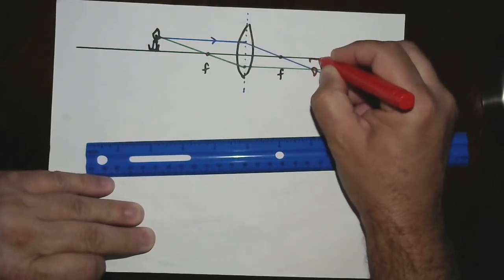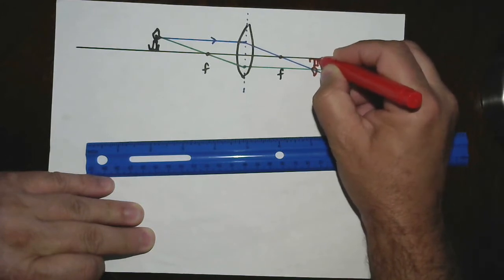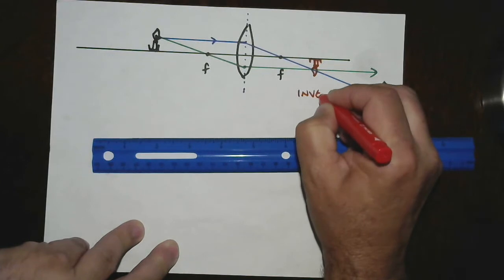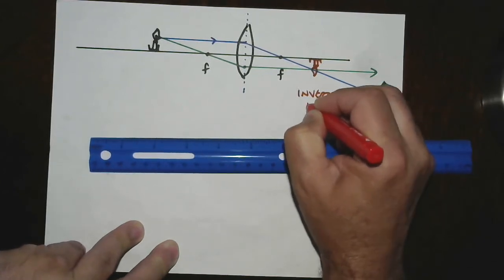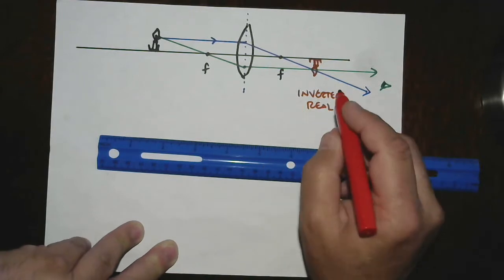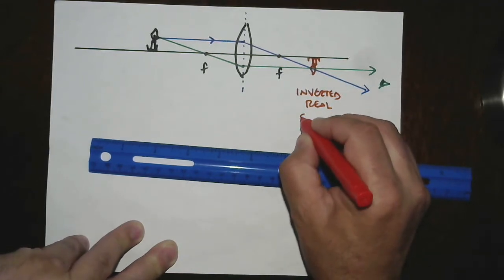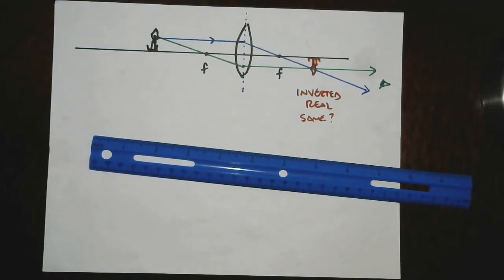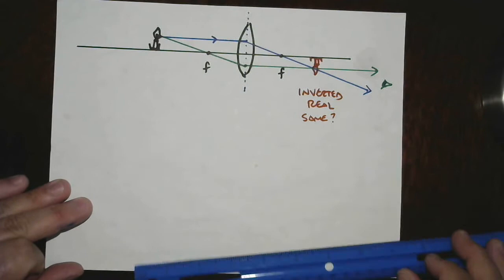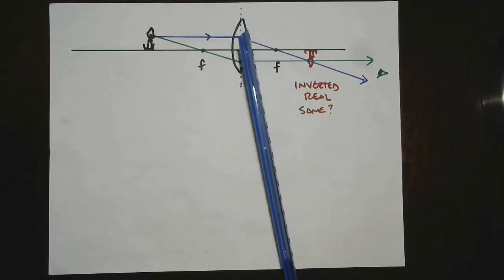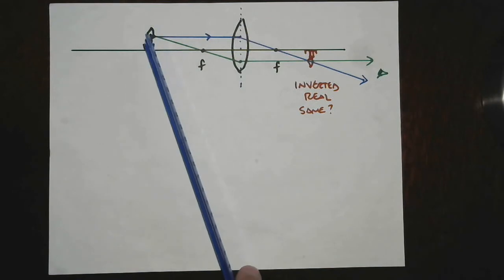The base of the candle is always on the optical axis, and so the candle would be inverted. It would be real because the light rays really cross, and I can't tell, but this looks about the same size. We could figure that out later. In fact, I'll show you a mathematical way to figure it out in just a lecture or so. Okay, so this is how to draw a picture of a convex lens with the object way outside the focal point.